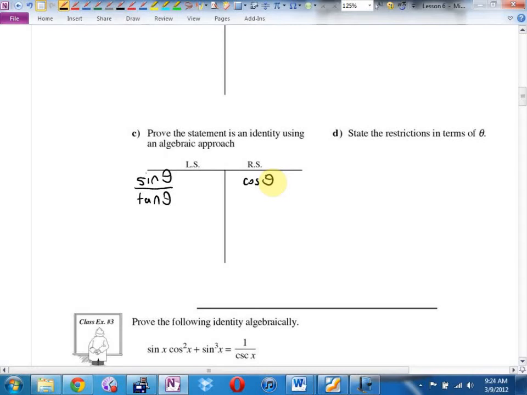Tyler, what's hint number 2? Stop. 1, 2, 3. I got more than 2. Okay. This is already sine, so I'm good with it. Over... Oh, what's tangent? And the right-hand side already is cos theta, so I'm good with that. By the way, that's really sine over tangent, is it not?